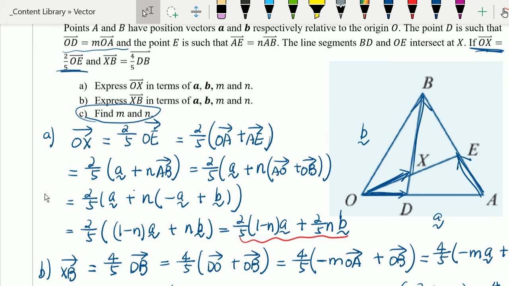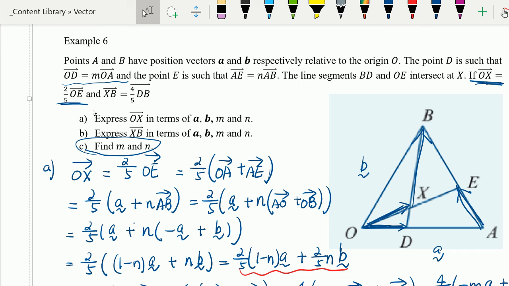To do the same with XB, 4/5 of DB, and DB equals DO plus OB. We put O in the middle, and since OD equals m OA, DO equals minus m of OA. So after combination, we have this one.